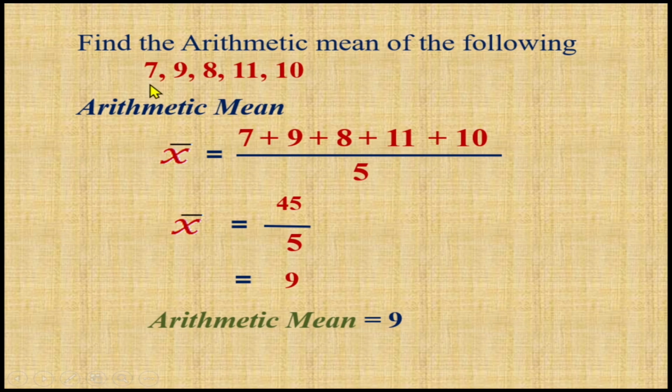How many observations are there? 1, 2, 3, 4, 5. So, I am writing here 5, but here the sum: 7 plus 9 plus 8 plus 11 plus 10, how much is it? 45. So, 45 by 5 is 9. So, the arithmetic mean of this particular data is how much here? 9, you can say here.